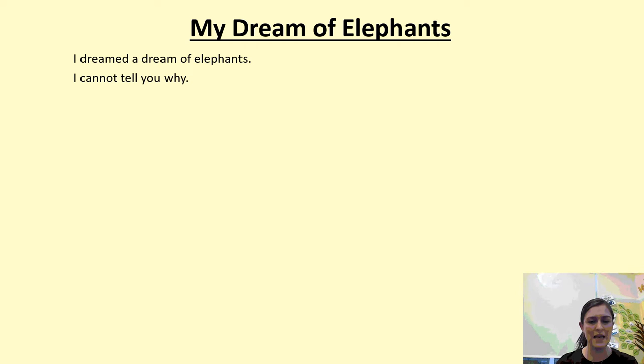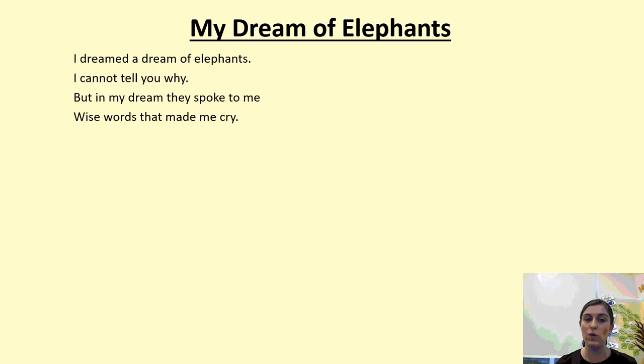But obviously I don't want to keep magnifying ideas because otherwise I wouldn't have written my own. So I'm going to just magnify those first 2 lines of that first verse. But in my dream, I saw the herd go slowly walking by was the original. But I actually said that in my dream, they spoke to me. And that's what I want to say. But in my dream, they spoke to me. And I've said in my plan, wise words, and made me cry. So I could say, but in my dream, they spoke to me, wise words that made me cry.